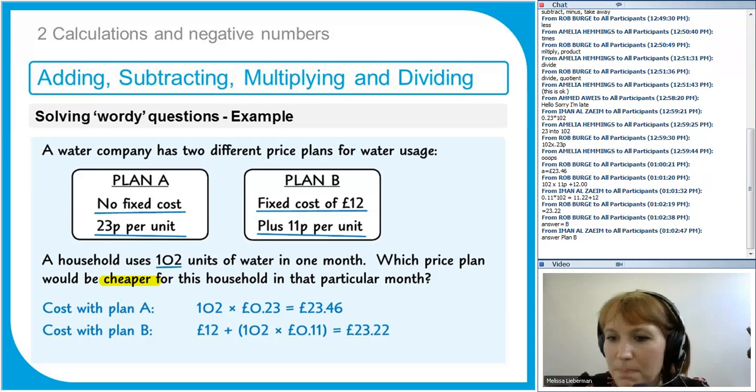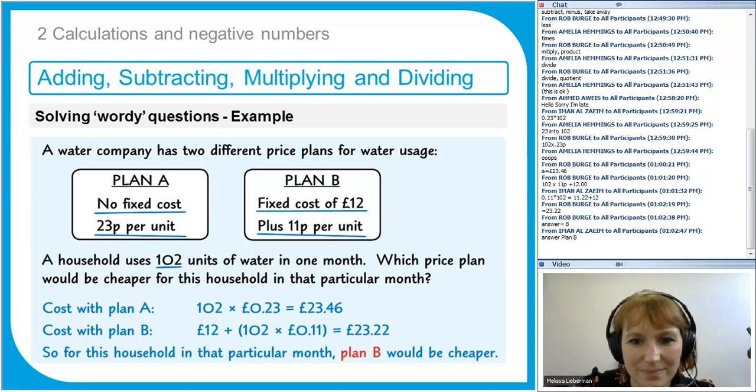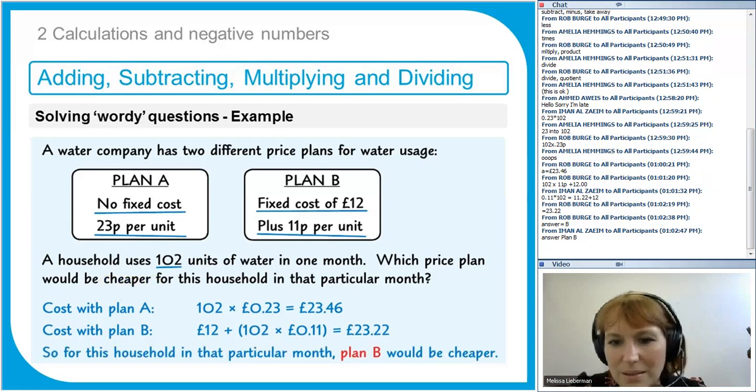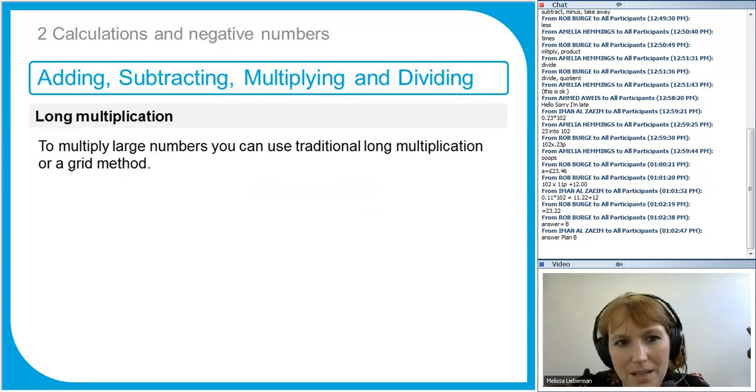So which one is cheaper? Rob and Iman, you agree? Let's have a look. For this household, Plan B would be cheaper. Okay, so we've got quite a lot of work to do there, but it's worth practicing these kind of wordy problems. I'm not going to do any more examples today.